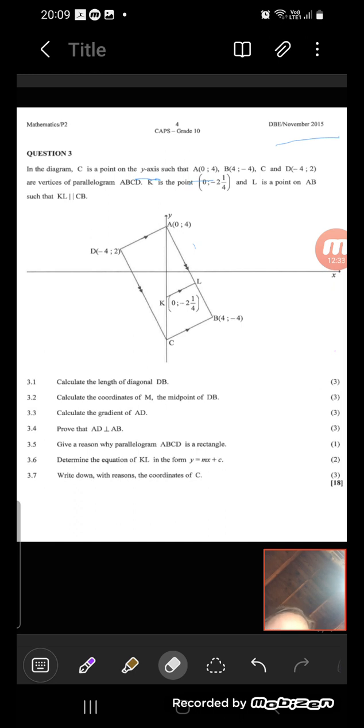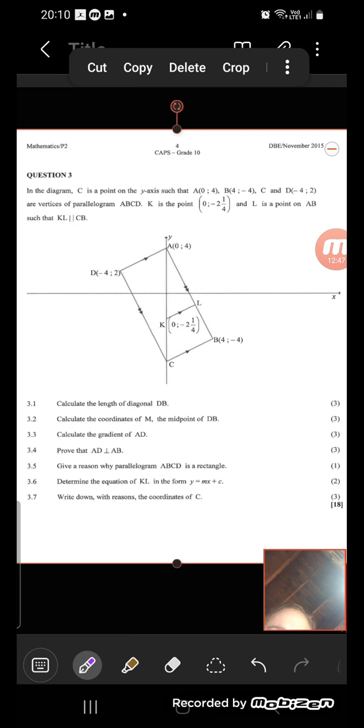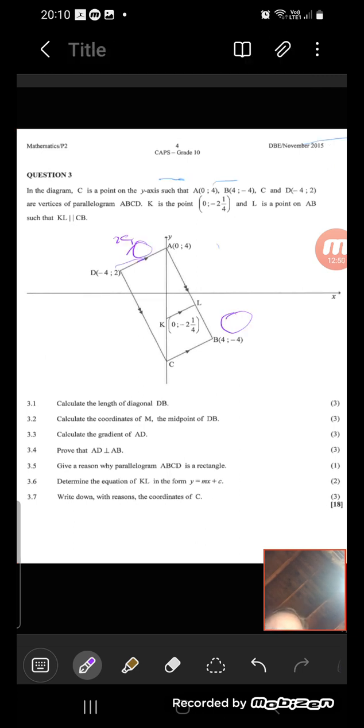So here are the points of D. Calculate the length of DB, that's a diagonal. So there's your x1, y1, x2, y2. Okay, cool. 3 points. Done and dusted.